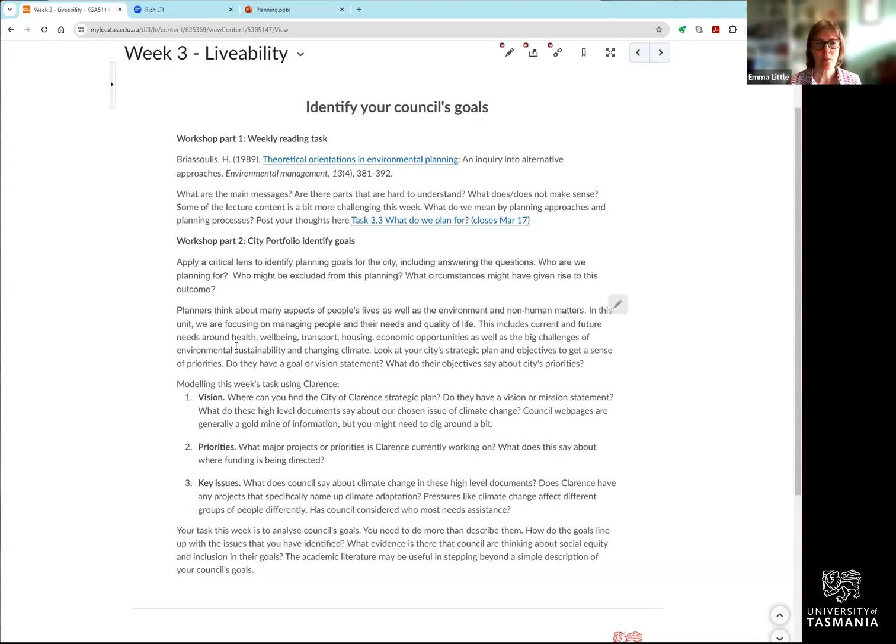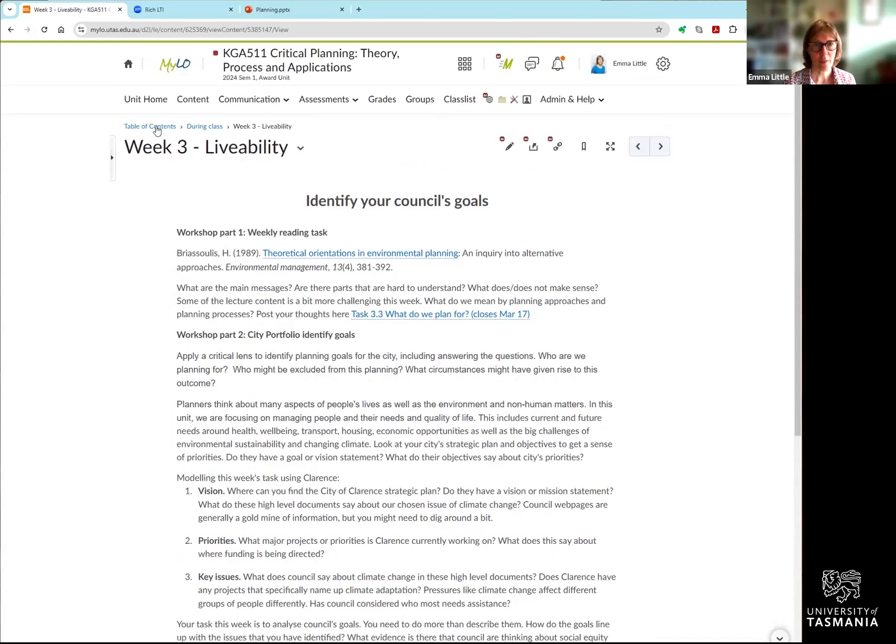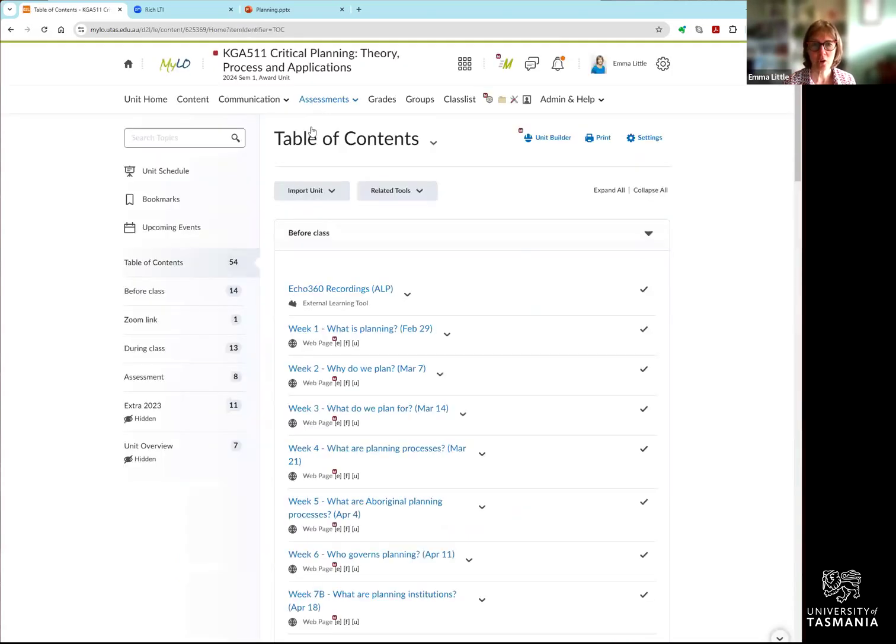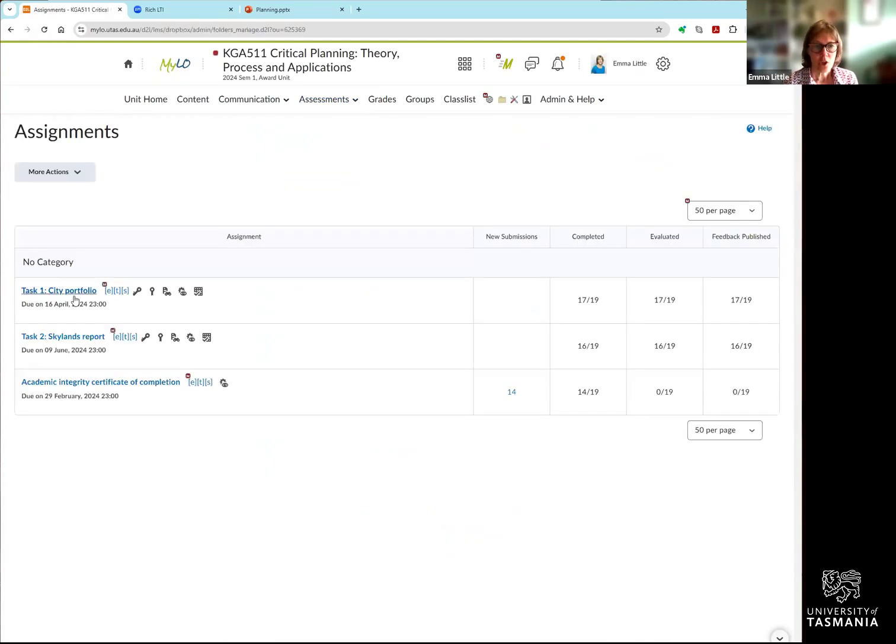Where did Clarence see themselves being? What were their main priorities? What were their issues? A lot of low-lying areas in Clarence, some particular problems around adapting to climate change. That was a little bit of a focus for that example in these workshops. In terms of the assessment for that unit, there was the initial city portfolio. There was a deep dive into a particular case study, a huge development on Hobart's Eastern Shore, and some discussion assessment as well.